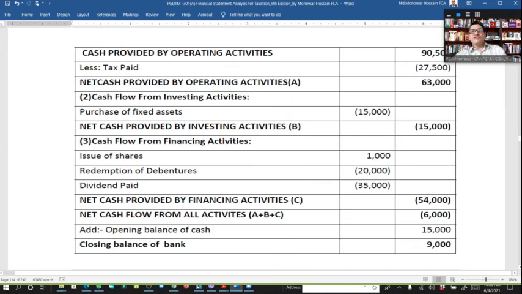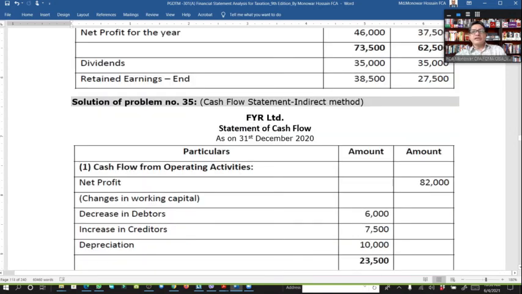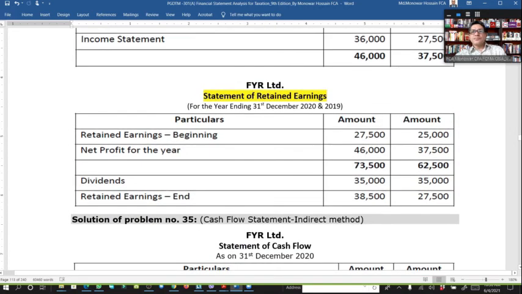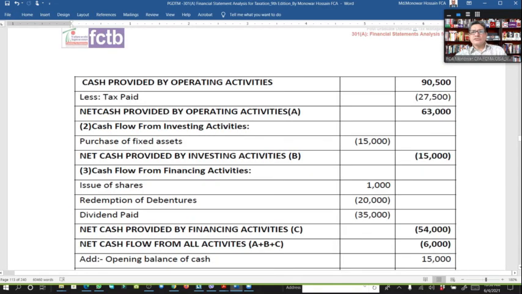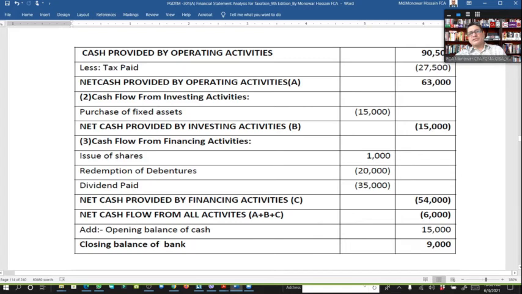So this minus is considered here, this 20,000. And now dividend paid 35,000. This 35,000 dividend was paid to the shareholders. This is the financing activity. Money collected from the shareholders, and all activity with the shareholders goes to the financing activity. So the balancing figure is 54,000 minus.